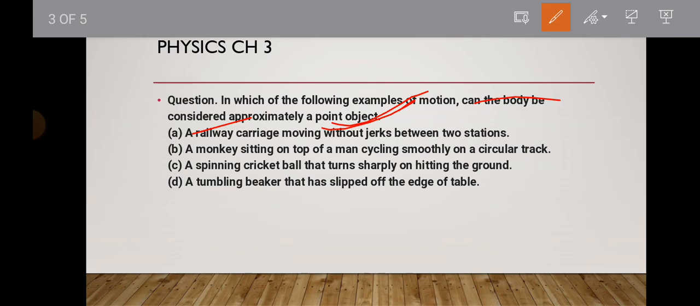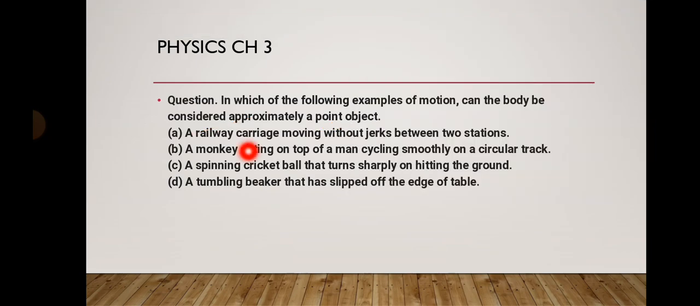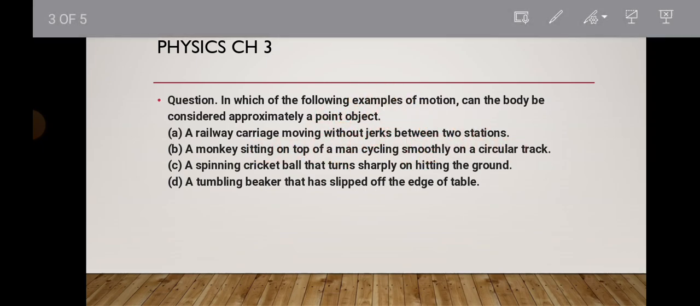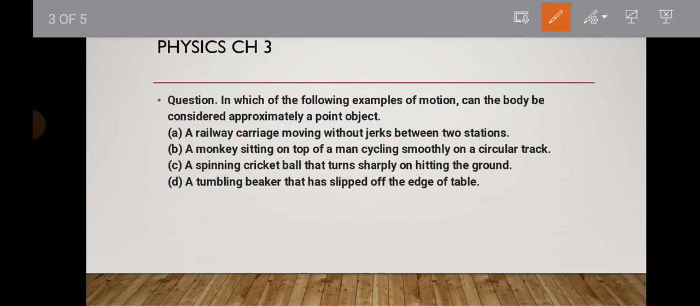First is a railway carriage moving without jerks between two stations. So it is saying the railway carriage moves without jerks between two stations. It is moving without jerks, meaning there are no stops in between, hence the path is smooth. So the first condition is satisfied here.